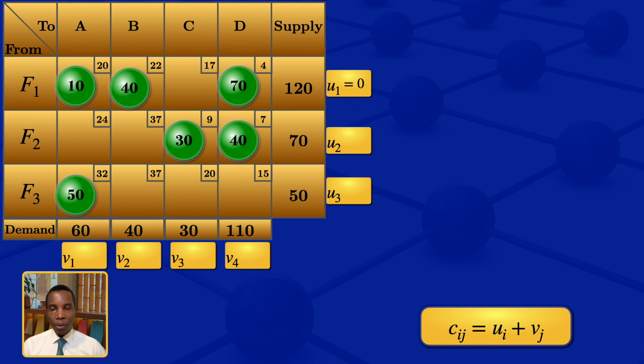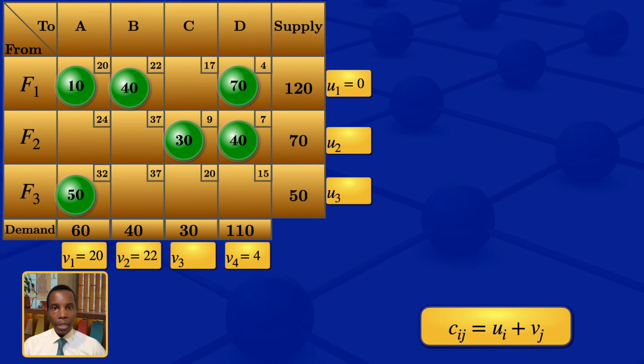So to find V1, we look at this 20 here. So using our formula, we are saying 20 is equal to the 0 plus the V1. So V1 will be equal to 20 minus 0, which gives us a 20. And then for V2, we are looking at this 22. We are saying it is equal to 0 plus V2. So V2 will be equal to 22 minus 0, which gives us a 22. And then for the V4 there, we are looking at this 4. We are saying it is equal to 0 plus V4. So V4 will be equal to 4 minus 0, which gives us a 4.